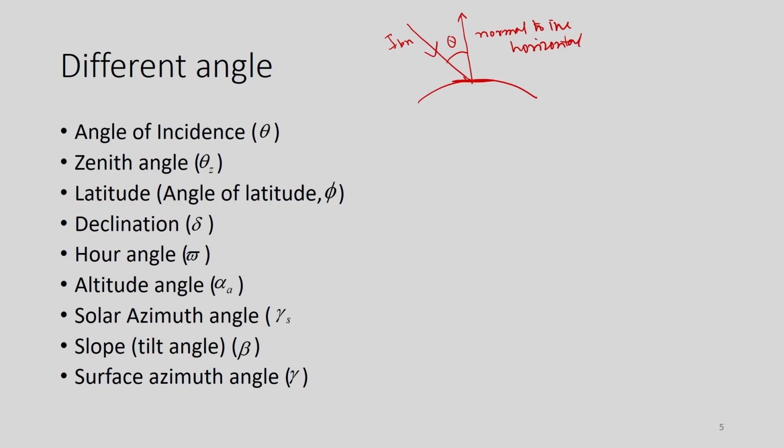There are some cases we have to study when the surface is inclined, inclined at an angle say beta, and beta may vary.